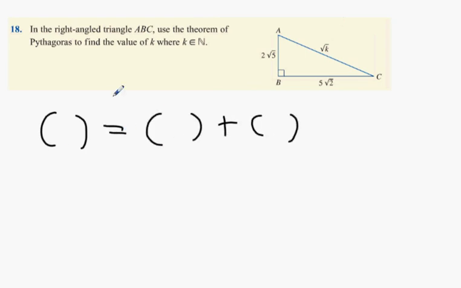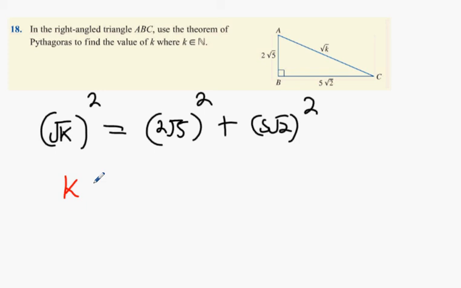The square of the longest side, which is the hypotenuse, equals the square of the other two sides added together. So you square them and add them together. What's the longest side using your eyesight? Root k is the longest side. And then the other two sides, it doesn't matter what order you put them in. Now here's what happens next. What's root k squared? k.